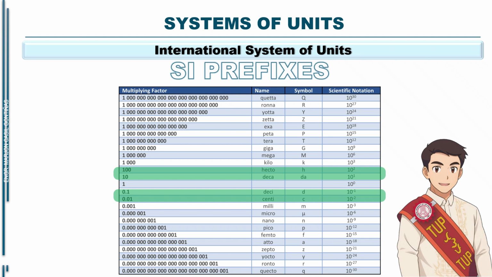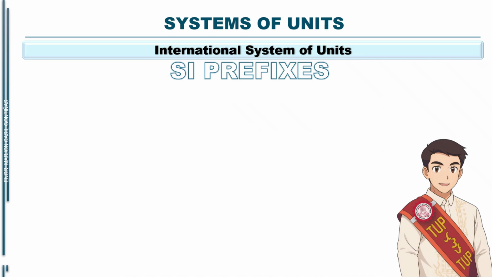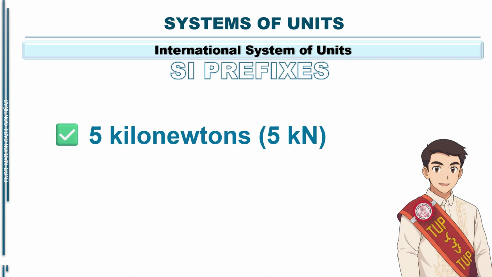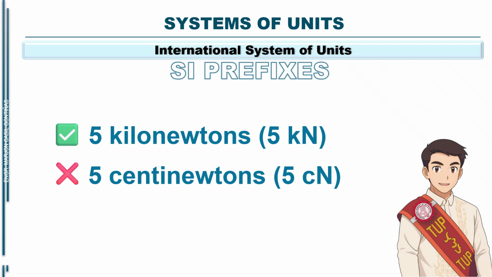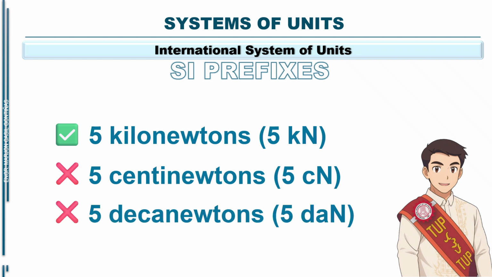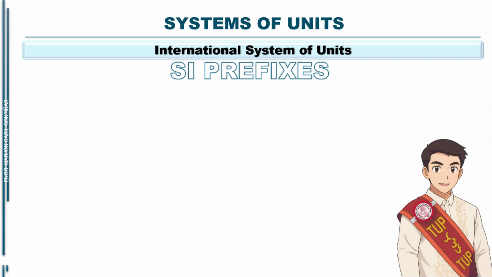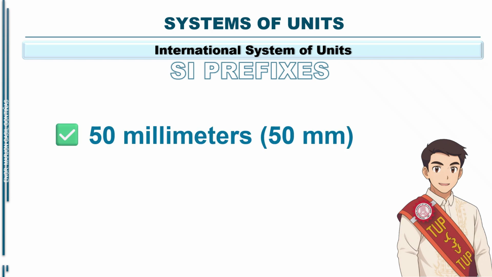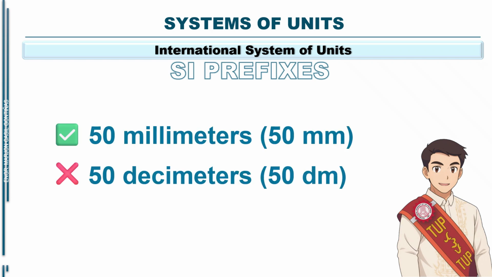For example, let's say you're measuring force. It's correct to say 5 kilonewtons instead of 5,000 newtons. But it's not proper to say 5 centinewtons or 5 decanewtons. Those prefixes are not commonly used in engineering calculations. Another example of length: you'd say 50 millimeters for a small measurement. But you wouldn't typically say 50 decimeters instead of 5 meters. That's rarely acceptable in engineering.